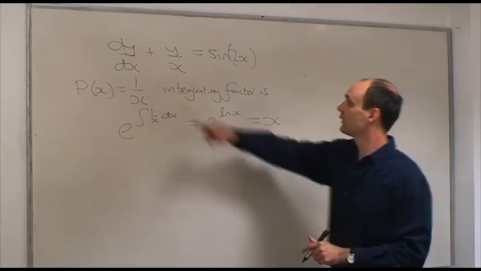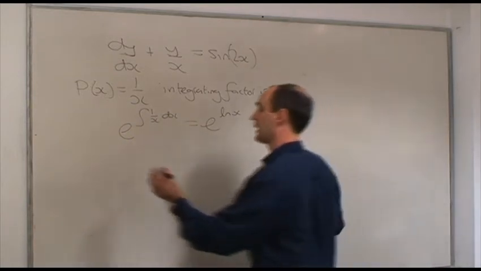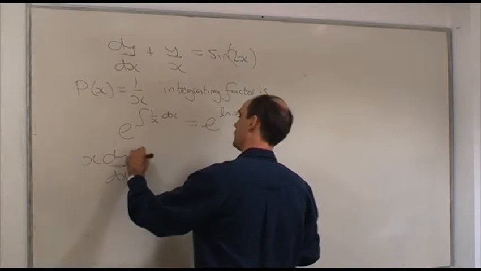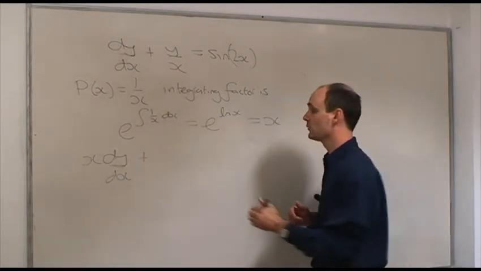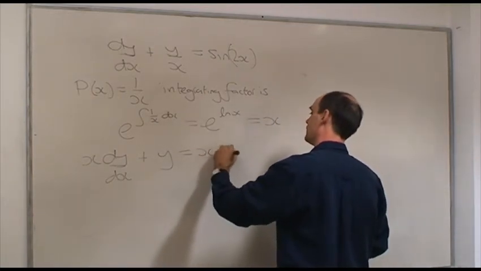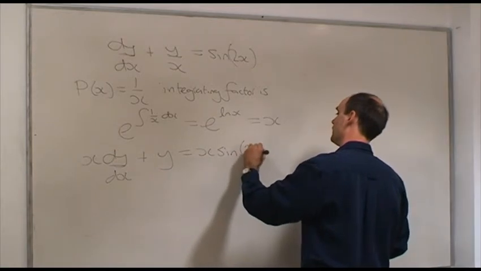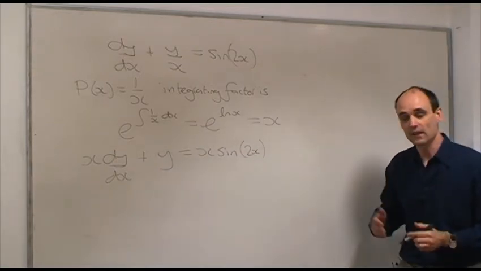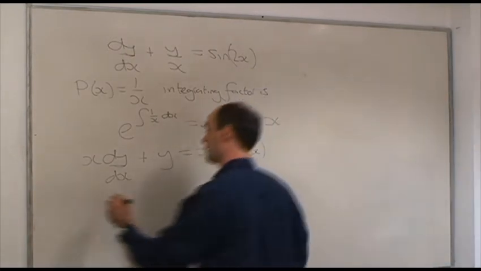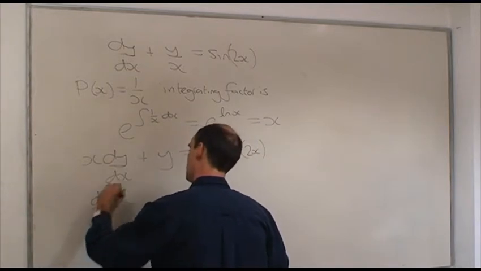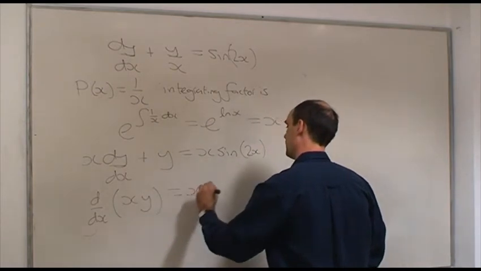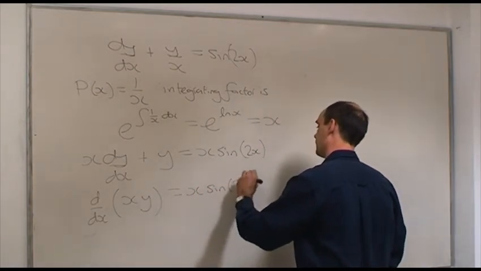So we multiply this equation through by x, and we get x dy by dx plus, if we multiply y over x by x, we just get y. And here we get x times sine of 2x. And once again, the integrating factor has done exactly what we want it to do. The left-hand side of this equation we can rewrite as d by dx of x times y. And that's equal to x times the sine of 2x.